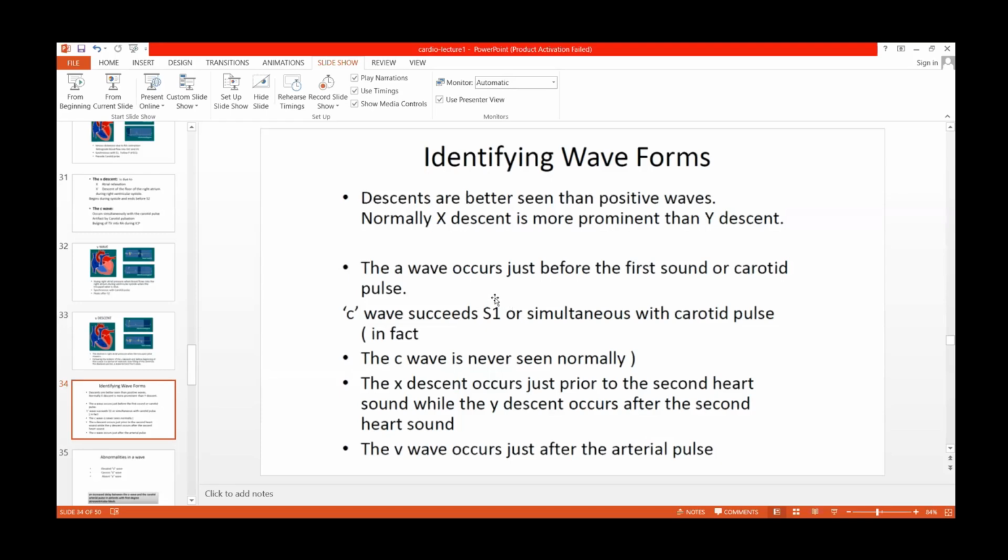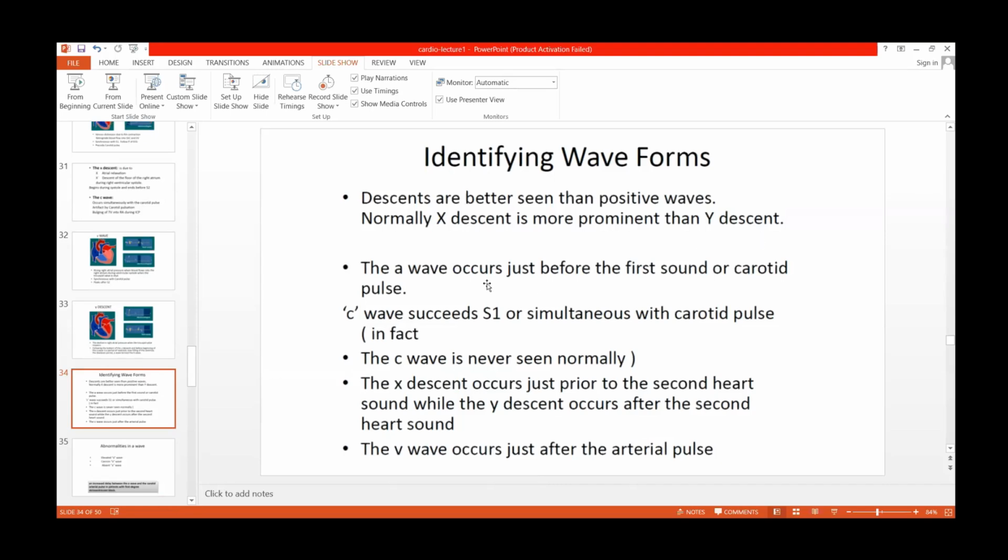Before the first heart sound, you can see the A wave, and V wave occurs just after the arterial pulse. So if the positive wave occurs before the arterial pulse, it is A wave. If after the arterial pulse, then it is V wave. And for X descent, with S2, if it occurs before the second heart sound, it is X descent, and if it occurs after the second heart sound, it is Y descent. So for identifying the positive waves, you have to check the pulse.